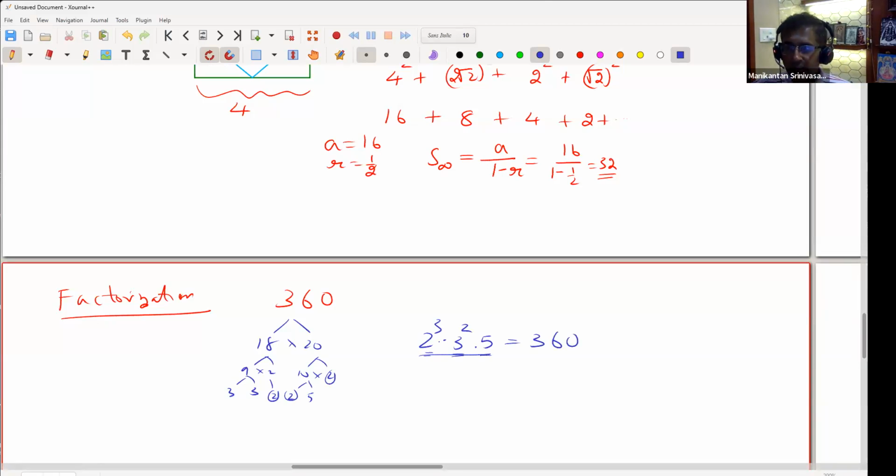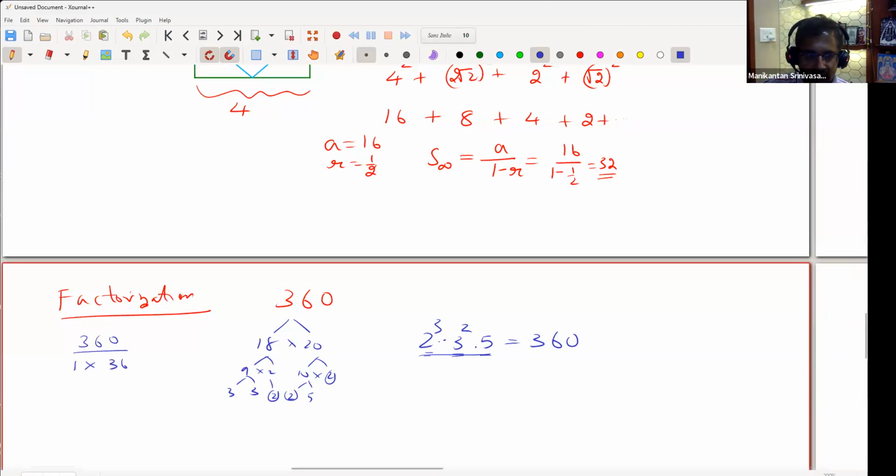Now, suppose someone asks, how many factors does 360 have? It's a fairly elaborate process to write the factors. So how would I do it normally? I'll start with 1. 1 times 360. I'll do it in pairs. 2 times 180. 3 times 120.